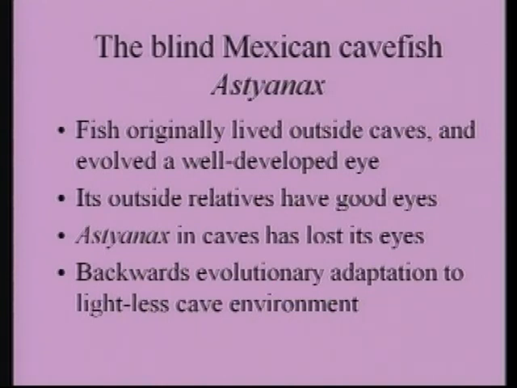Here is a biological example. The blind Mexican cavefish Astyanax. Its ancestors lived outside caves and evolved a very well-developed eye. As you know, the fish's eye is very good. It's comparable to the octopus and to mammals. The relatives of Astyanax still live outside caves and have excellent eyes. But inside the cave, Astyanax has lost its eyes. Because it's in a lightless cave environment, it has adapted to that environment, and it has a backward evolutionary adaptation.